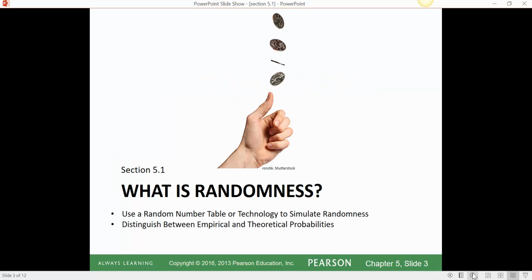Section 5.1 is titled What is Randomness, right? So that's the focus for this section: what truly is randomness. One thing we want to be able to do is use a random number table or technology to simulate randomness, and then also be able to distinguish between empirical and theoretical probabilities.